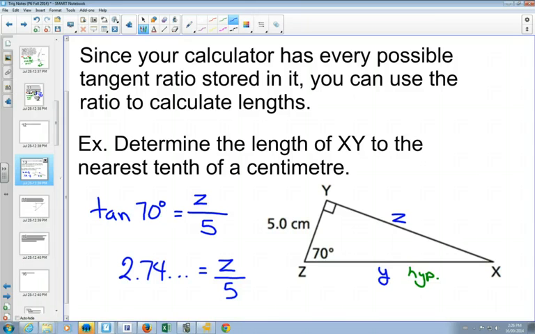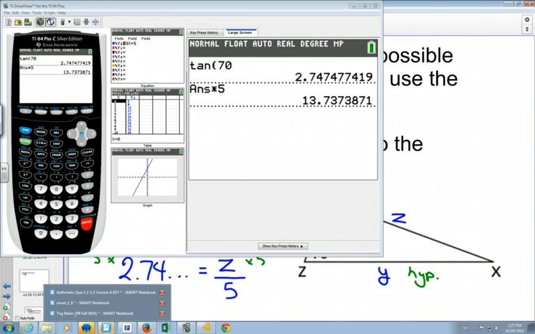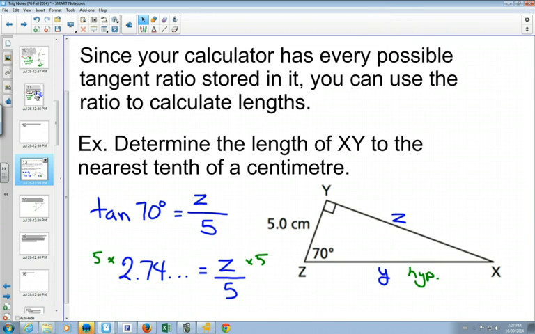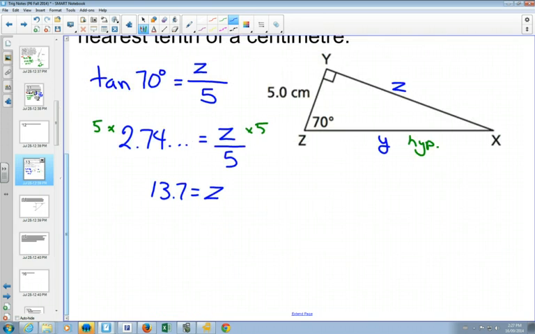Now algebraically, what would you do to get z all by itself? Multiply both sides by 5. Multiply by 5. And we get 13.7 to the nearest tenth is equal to z.